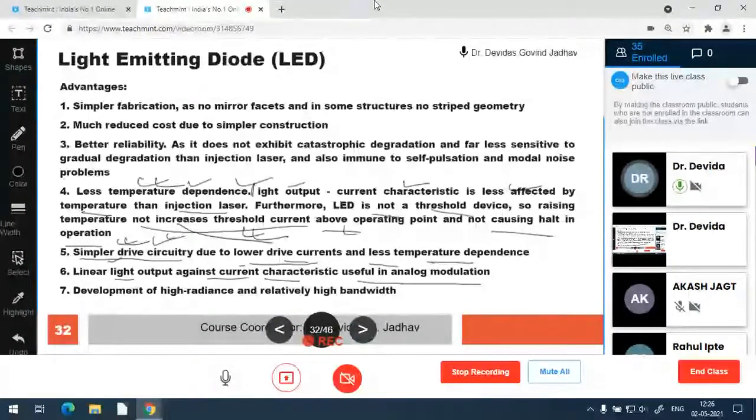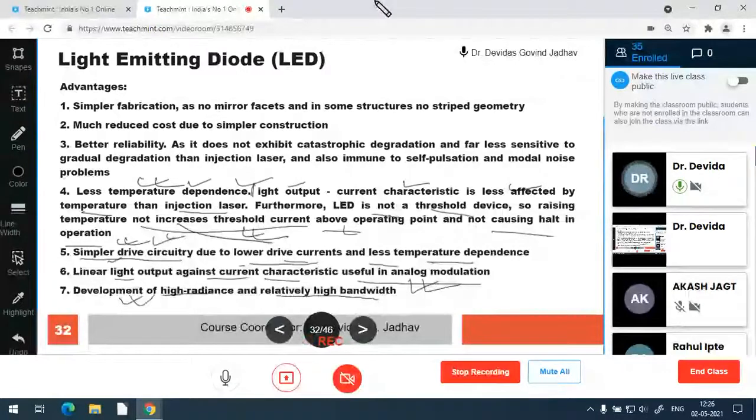So linear output is not possible with lasers, whereas linear output is possible with LED, because an LED starts giving light output at very small voltages. So in the case of analog modulation, it can work very well. Then, development of high radiance and relatively high bandwidth is there. High radiance and relatively high bandwidth can be achieved in the LED.